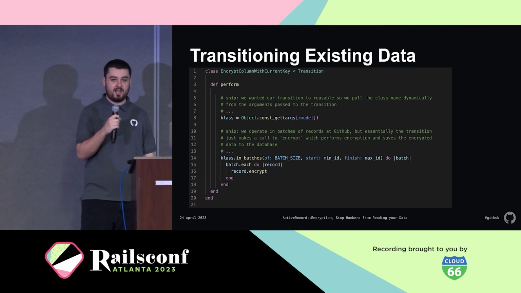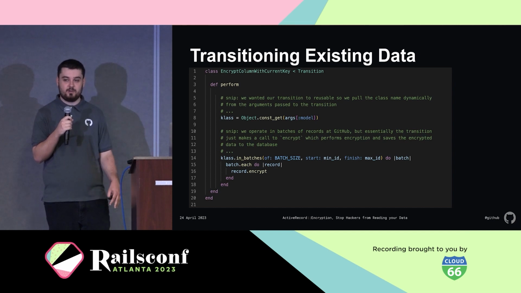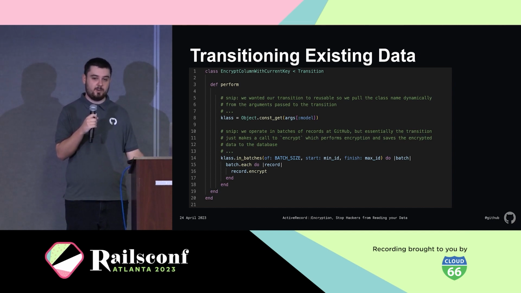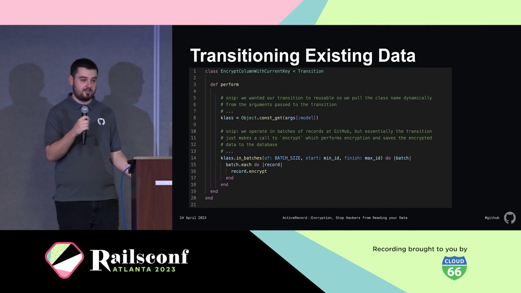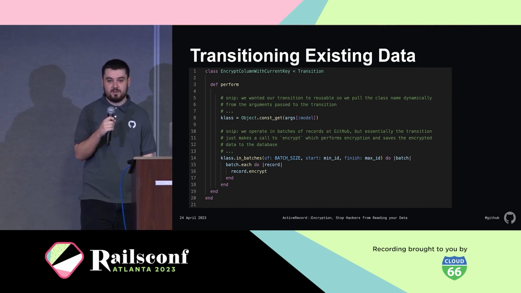So I wanted to touch lastly on transitioning data. How do we ensure that all of the data for a newly encrypted attribute is encrypted in the database? When a developer adds the encrypts method to a token in one of their models, they're able to run what's called a transition. At GitHub, we have what are called transitions. It's essentially a reusable migration. So it's similar to a Rails migration. However, it can be reused across different models.